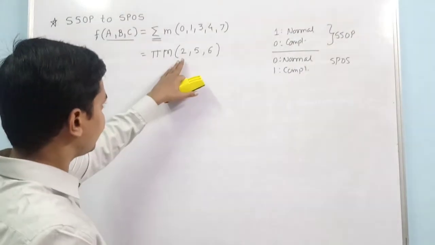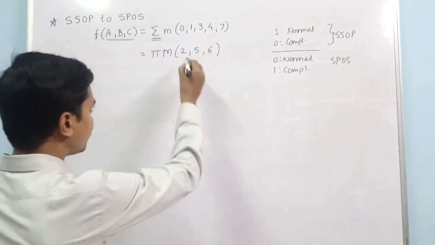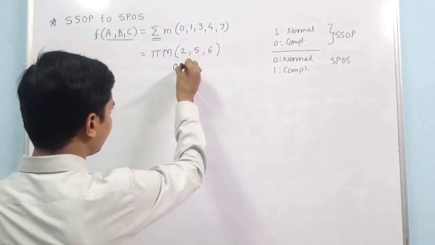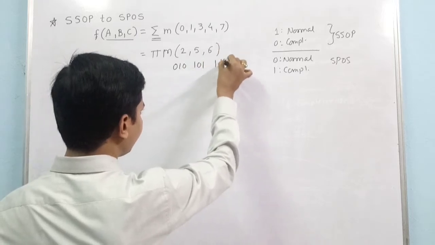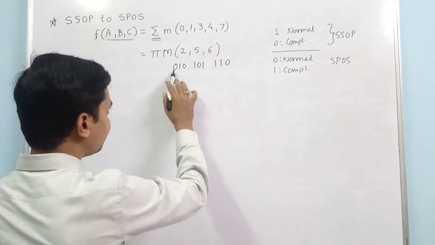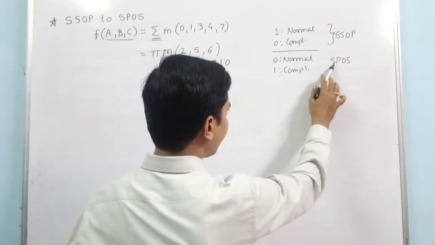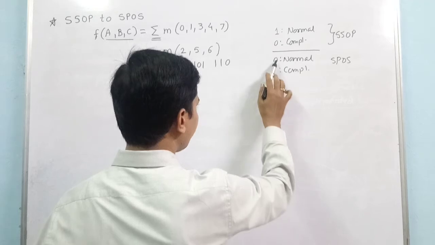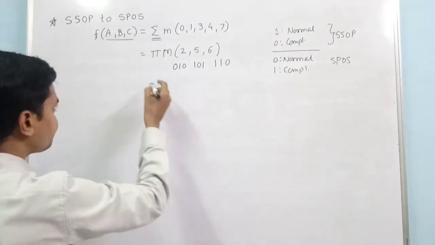So convert these decimal numbers into equivalent binary form. 2 means 0 1 0, 5 means 1 0 1 and 6 means 1 1 0. Now from these binary equivalent values we can convert it into standard POS form. So here 0 means normal variable and 1 means complemented variable.